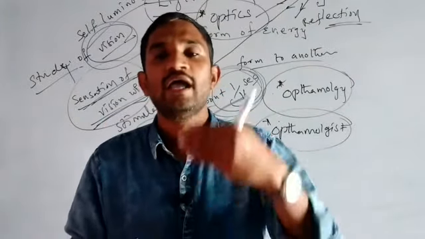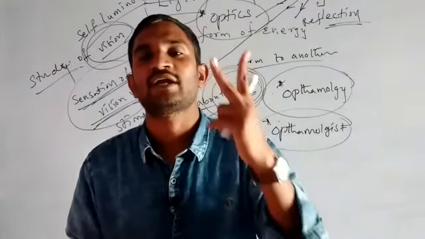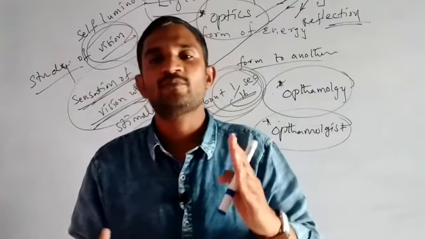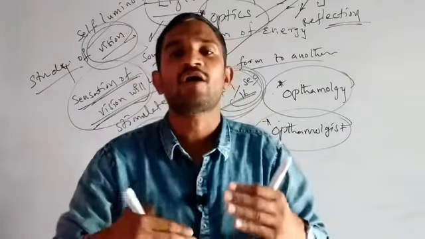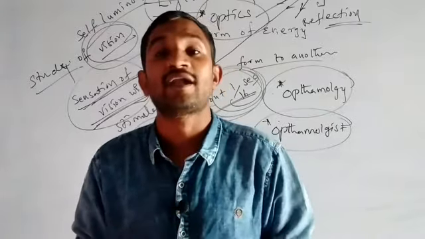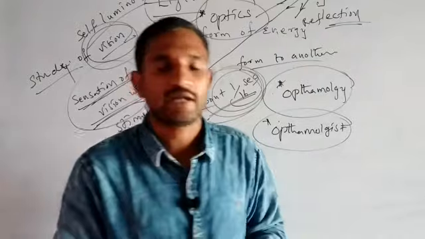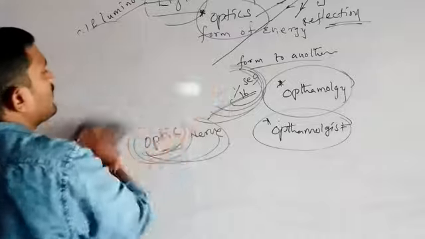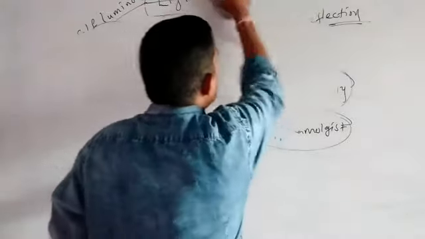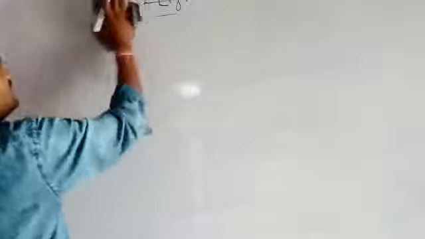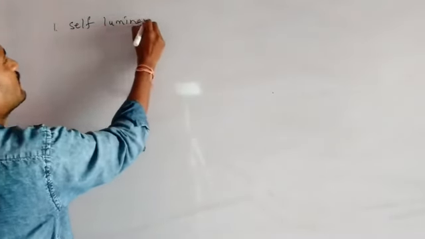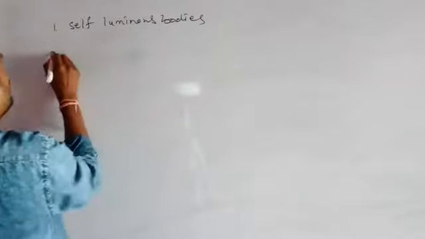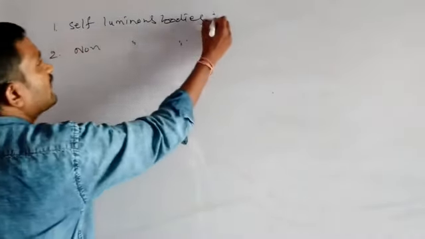On the basis of emitting light, the objects are classified into two categories. The objects which are emitting the light can be classified into two categories. First one, self-luminous bodies, second one, non-luminous bodies.